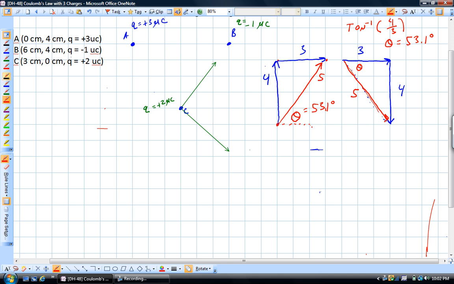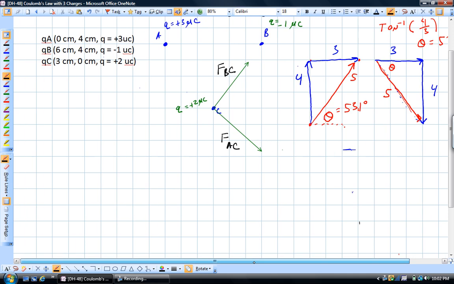Now let's give names to these forces. Since this is C and this is B, we'll call it the force from B acting on C, and we'll call this the force of A acting on C. And we're going to be adding these vectors, but let's figure out what their magnitude is first.